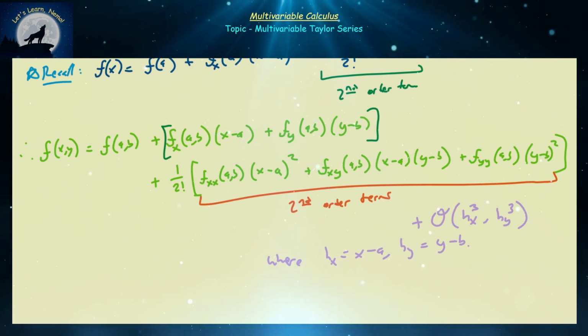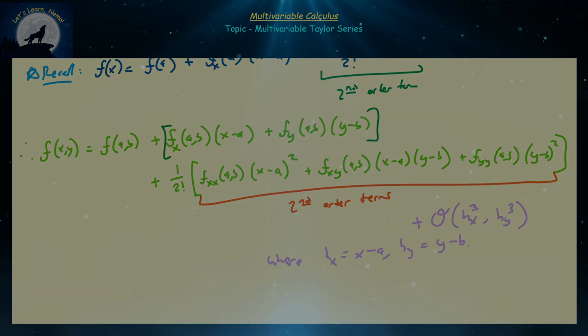And I leave as an exercise to write out what the third order terms would be, the fourth order, and so on, via a combinatorial summation expression, but that in some sense is how you find higher order Taylor series. Now let's go through a numerical example on how to find one.